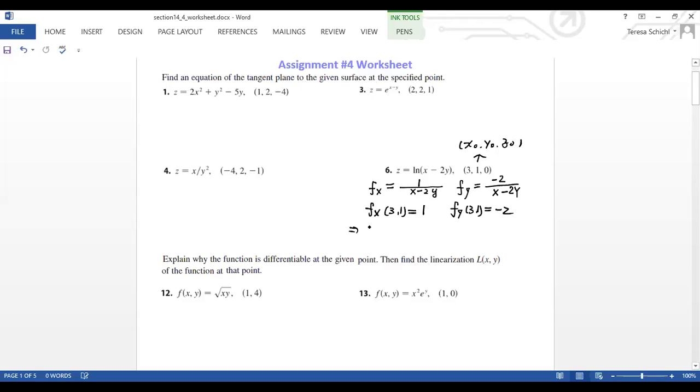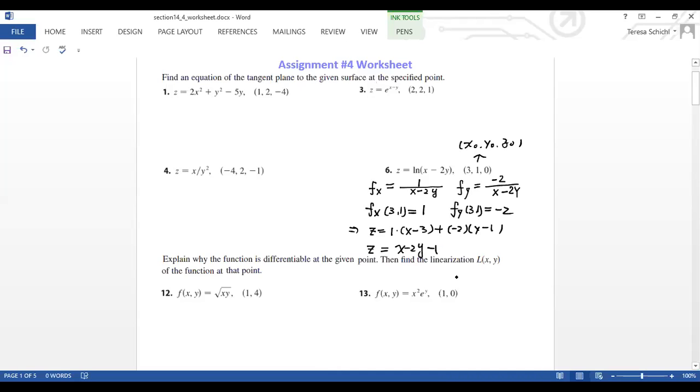So our tangent plane will be equal to what? z minus z0, which is 0, equals f_x times (x minus x0), so 1 times (x minus 3), plus negative 2 times (y minus y0), so (y minus 1). If you simplify a little bit, you will get z equals x minus 2y minus 1. It's pretty straightforward.